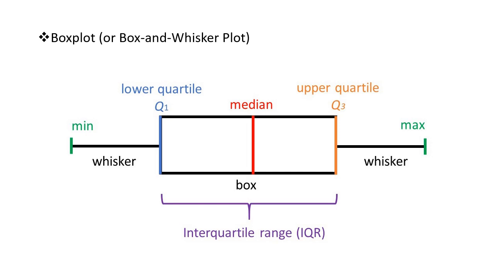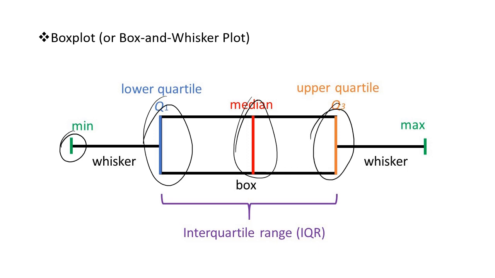So what we've got are 5 values. We have the smallest value in the data set, which is our minimum. We have our first or lower quartile, which is right there. We have our median, which is right there. We have our upper quartile, which is right there. And we have our maximum value.